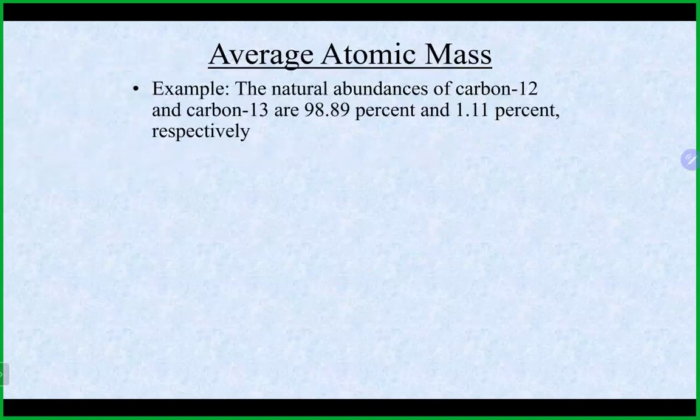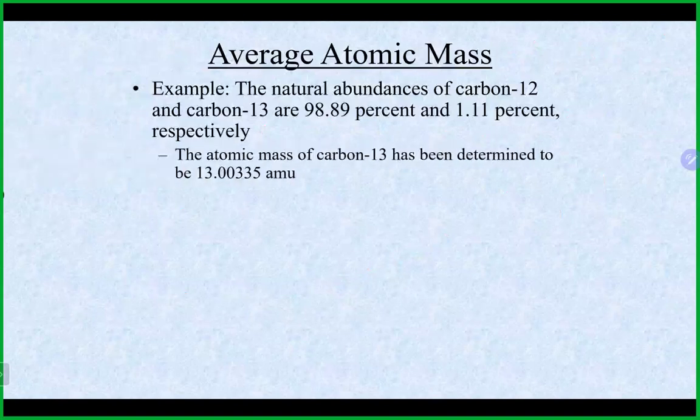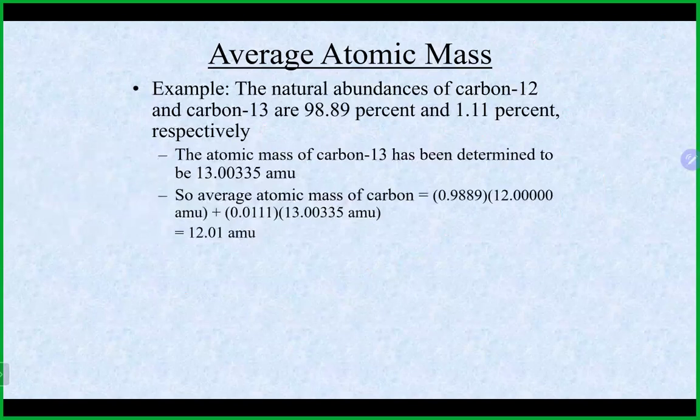So for example, if we take carbon, as I mentioned before, the carbon-12 isotope and the carbon-13 isotope are the two common isotopes that we see for carbon. The carbon-12 isotope occurs about 99% of the time, while the carbon-13 isotope occurs about 1% of the time. The carbon-13 isotope has a mass of 13.00335 AMU, and the carbon-12 isotope, as we talked about, has a mass of exactly 12.